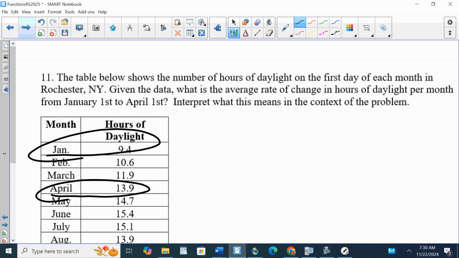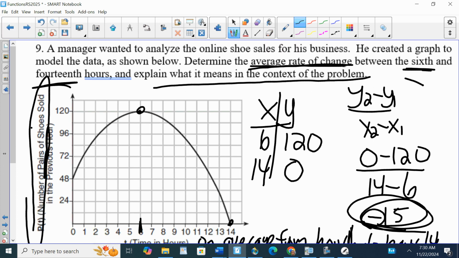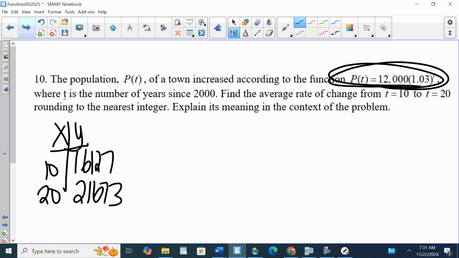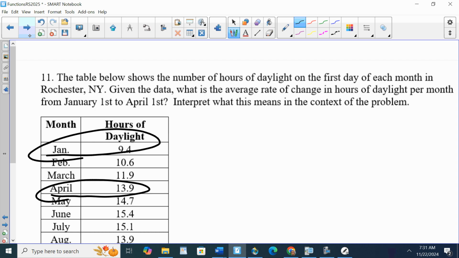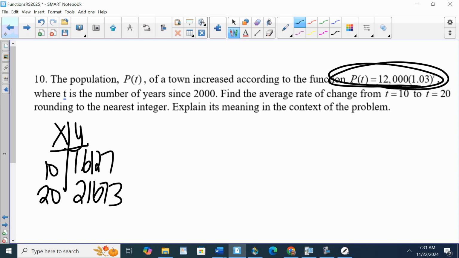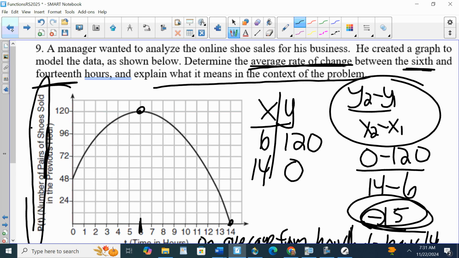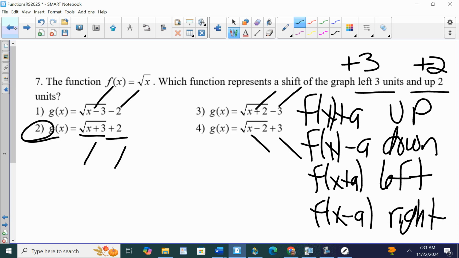Average rate of change: y2 minus y1 over x2 minus x1. If they give you a table, you have your values in your table. If they give you an equation, type that into y equals and pull the y values from the table in the calculator. If they give you a graph, pull the y values from the graph. Bottom minus top over bottom minus top. Follow your script for the context sentence.